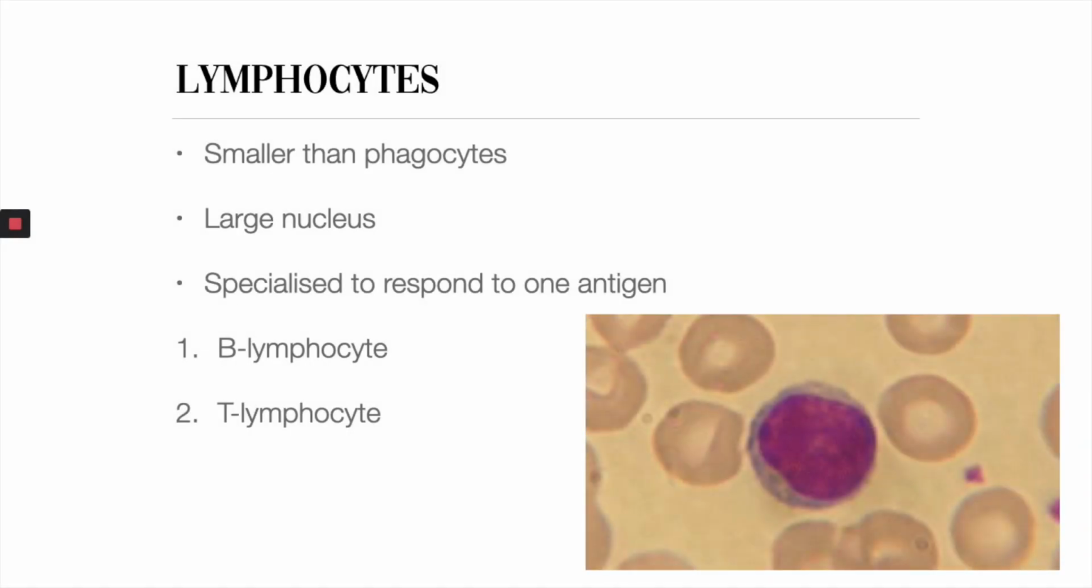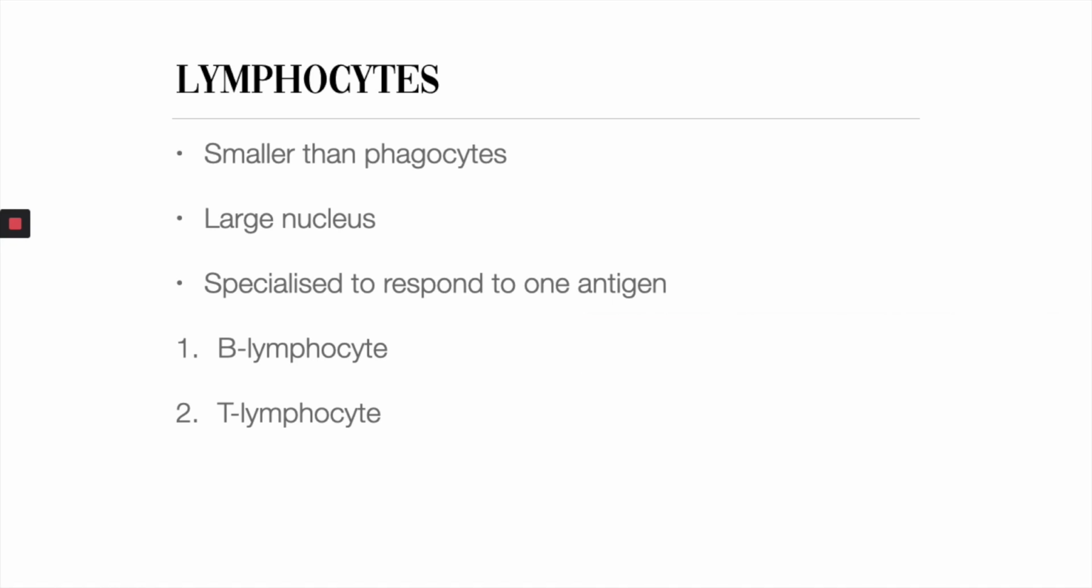Lymphocytes. Generally, lymphocytes are smaller than phagocytes. But even if they are way smaller than phagocytes, they have a very large nucleus. They are specialized to respond to one antigen alone. So you could say that they are specialized. There are two types of lymphocytes: B lymphocytes and T lymphocytes.